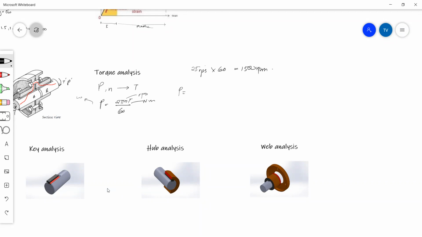Or similar thing, you could just substitute that into the formula. And notice that 60 and 60 would cancel each other out. So your calculation for torque would be power divided by 2 pi times 25. But yes, you can convert it first to RPM and then substitute it back into the formula. That'll also give you the same answer.